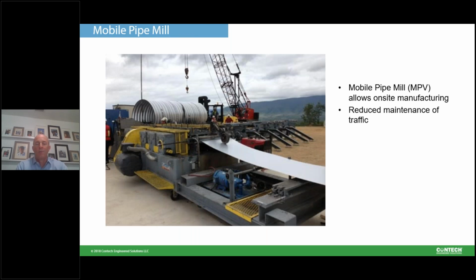Now, one capability that Contech has that we did not use on this project that was shown in the intro video to this presentation is the mobile pipe mill. On some large projects where we have a large quantity of CMP pipe to provide, we will take a mobile mill, we'll locate it on site, and it allows us to manufacture the materials that we're going to be using on that site without the need to have multiple trucks delivering already manufactured pipe.